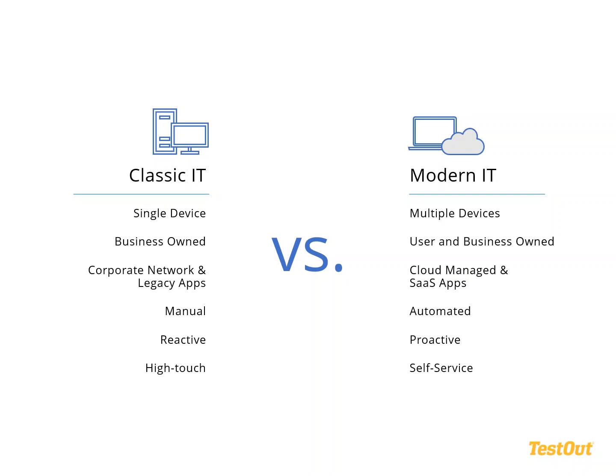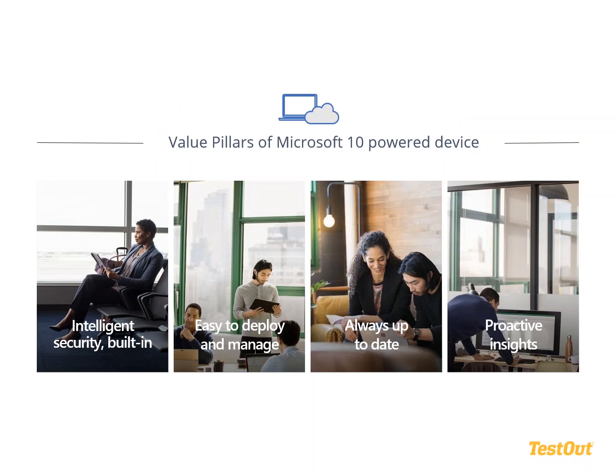So one of the things that they're doing is looking at the new modern architecture. So again, multiple devices, it's user and business owned, cloud managed, automated, proactive, and self-service. So one of the things that they're looking at is this change in architecture and why we're seeing this certification move to a cloud-based certification. The second thing besides architecture that they're looking at is really how they want to service organizations and service users in the future.